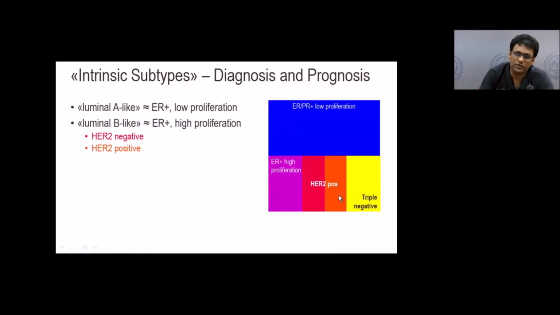Further subdivisions came when we found that the luminal group itself has a luminal A and a luminal B. Now, what is luminal A? Luminal A means patients who have a very high ER expression and a very low proliferative index, and usually are HER2 negative. In my next slide, I'll show you why this is important.